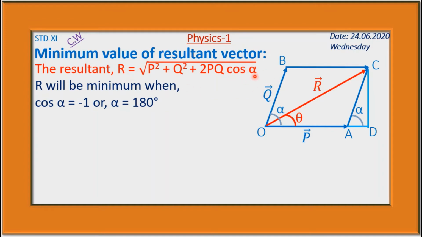But minimum value of cos alpha is -1, or alpha is equal to 180 degree. We know cos 180 degree is equal to -1. When the angle between two vectors is 180 degree, then the resultant will be minimum. That is, two vectors will be acting in opposite direction. When two vectors act in opposite direction, then the angle between them is 180 degree.